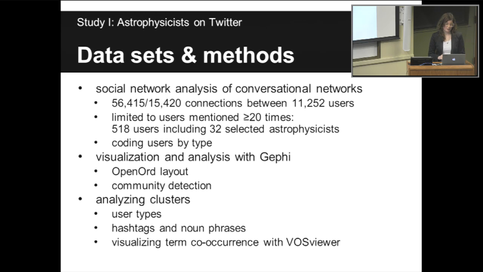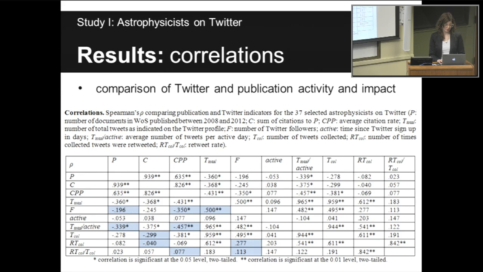So we had the coding of the users and could see which of the clusters we identified had what kind of users, the hashtags that appeared in those clusters, and the noun phrases, and we visualized this with VOSviewer, the term occurrence. Our first results basically compared the statistics of Twitter and the publication activity.